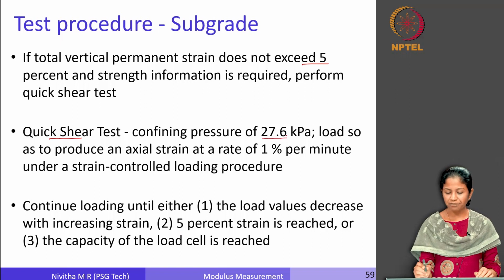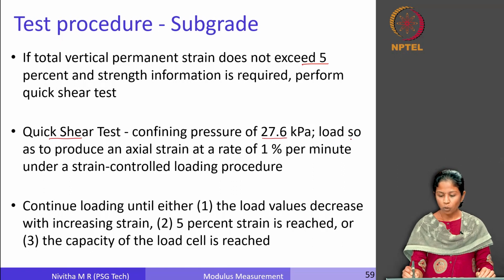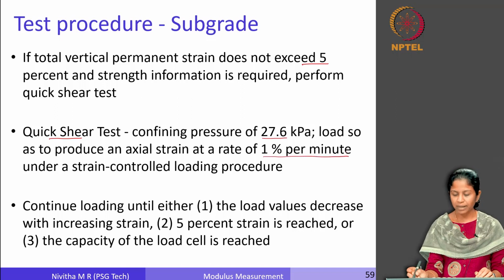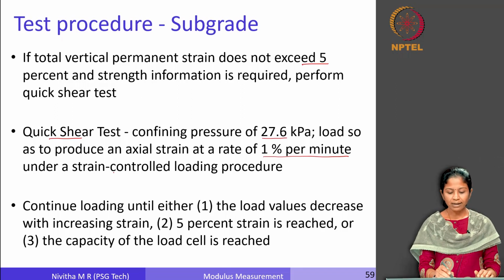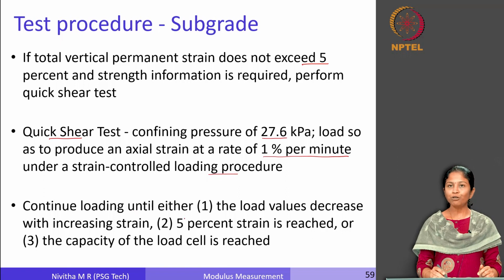For this we apply a confining pressure of 27.6 kilopascals, right. We load it so as to produce an axial strain at the rate of 1% per minute. The strain should increase at the rate of 1% per minute, right, under a strain controlled loading procedure. For increasing the strain at the rate of 1% per minute, what is the corresponding load that has to be applied? This is calculated and it is applied in this manner. We continue the loading until the load value decreases with increase in strain, right.